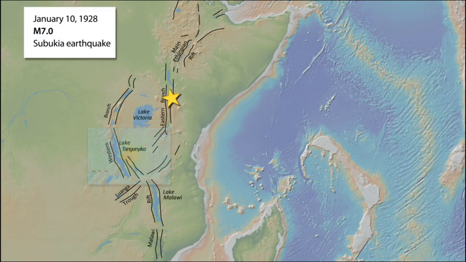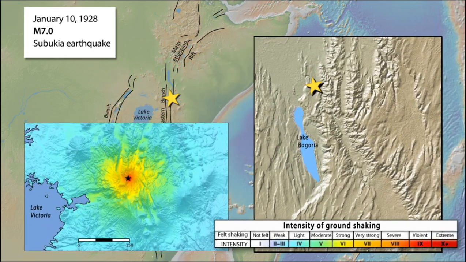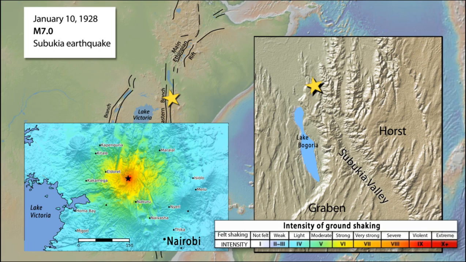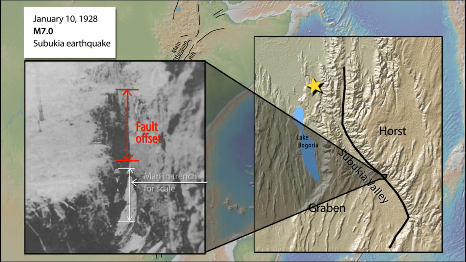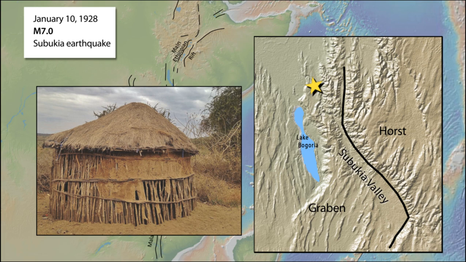On January 10, 1928, a magnitude 7 earthquake initiated at 8 kilometers depth beneath the Subukia Valley of the Eastern Branch. Surface rupture with vertical offset reaching 2.4 meters occurred over a distance of 38 kilometers along the escarpment forming the east edge of the rift. Because of the sparse population in the epicentral area and the lightweight construction of homes used by indigenous peoples at the time, damage was minimal and no lives were lost.